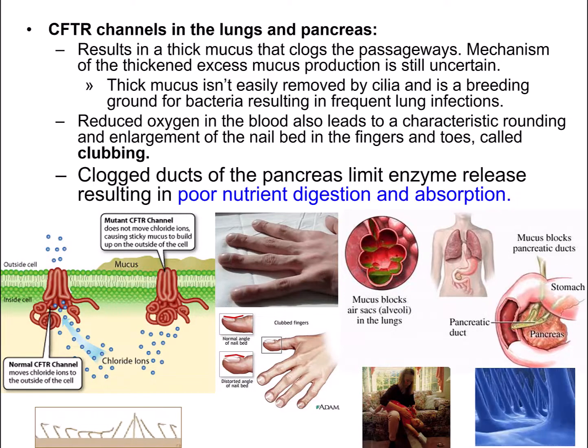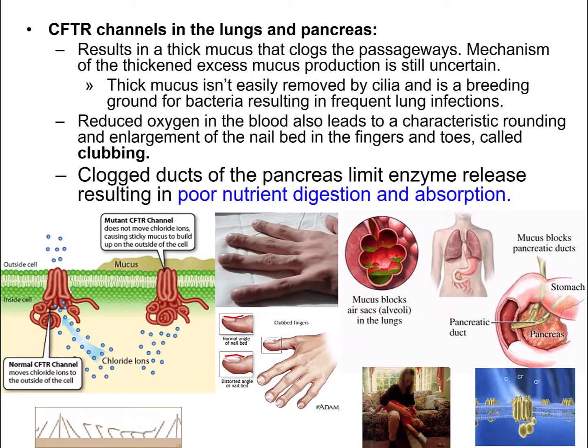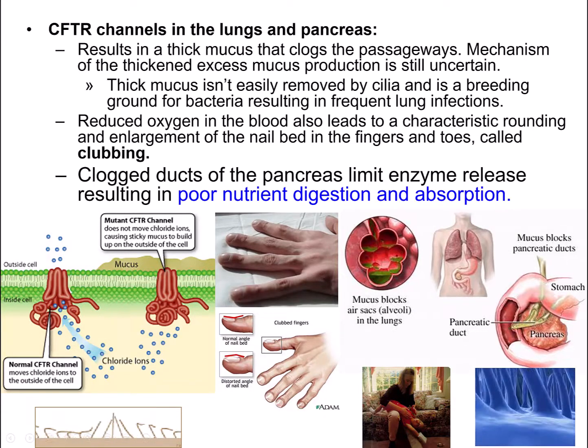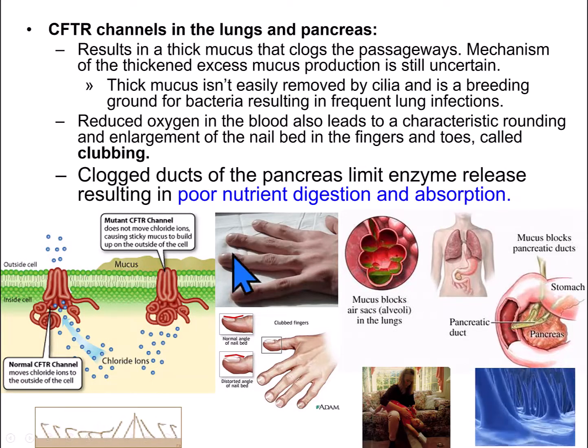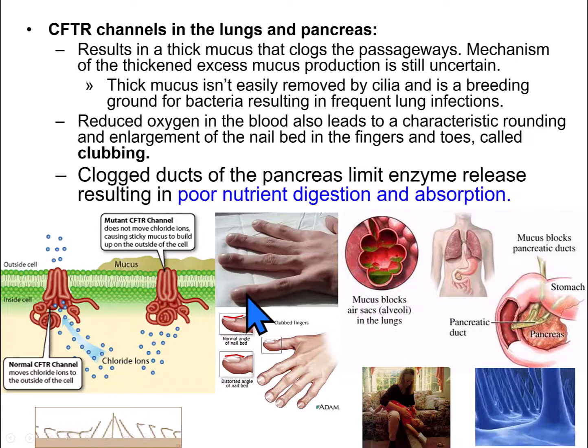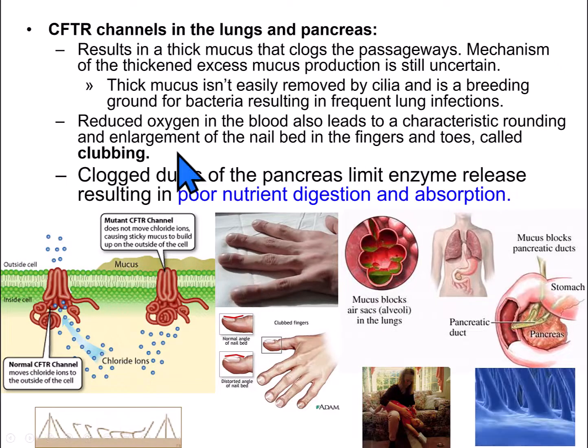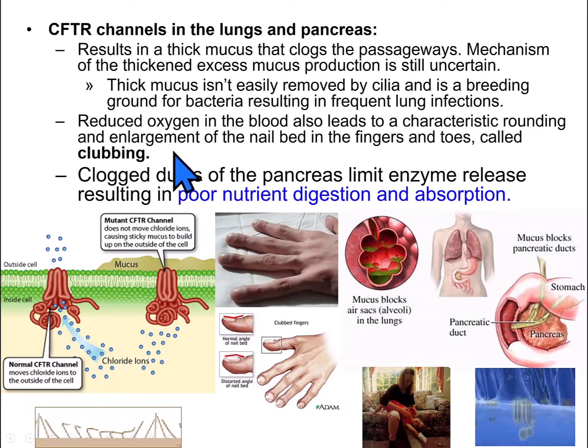This thick mucus isn't easily moved by the cilia, and what it does is it sets up a breeding ground for bacteria, resulting in frequent lung infections. The reduced oxygen in the blood also leads to a characteristic rounding and enlargement of the nail bed, you can see here, in the fingers and toes, and we call this clubbing. This is one of the characteristics of CF, so you want to make sure you star that.